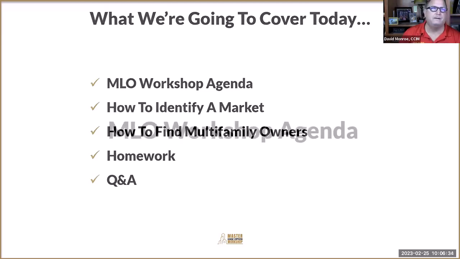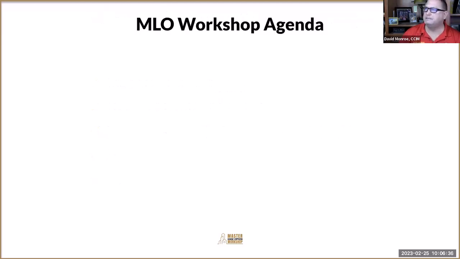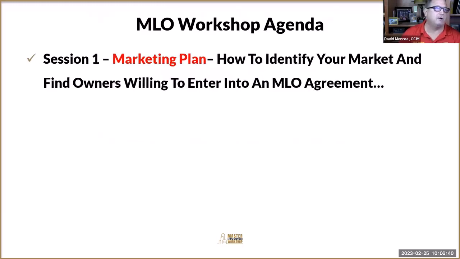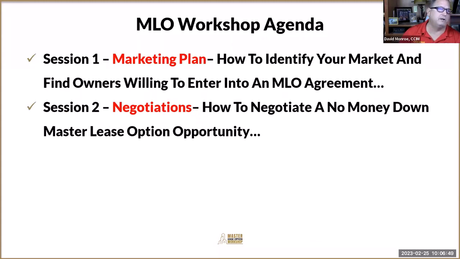All right. So the agenda, you've already probably seen this, but it helps to show it again. Today, we're going to talk about the marketing plan, how to identify your market and find owners willing to enter into that master lease option agreement. Next week, we are going to go into negotiations. At the end of this, part of your homework, I'm going to have you download my marketing plan that I use to find off-market opportunities. Do not use it the way it exists at this point, because it is for 50 plus units.